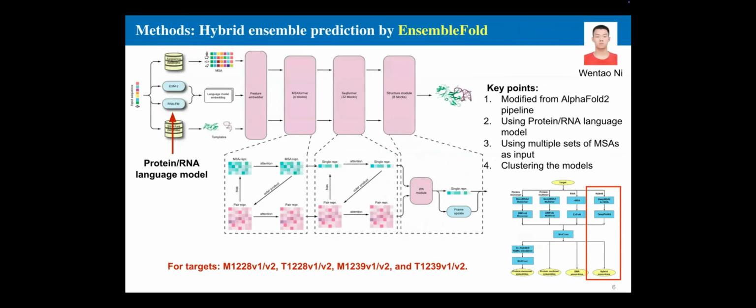This pipeline shows the hybrid modeling method used in EnsembleFold. In the input stage, we will use DeepMSA2 and RMSA to collect the MSAs for the protein component and RNA component in the hybrid targets. Additionally, we will use the protein long-range model and RNA long-range model to produce the feature embeddings.